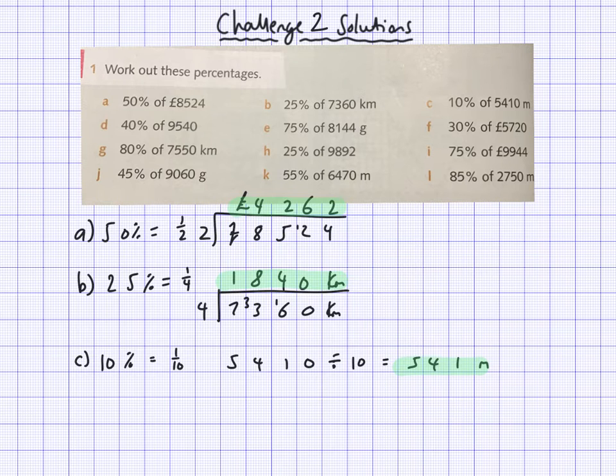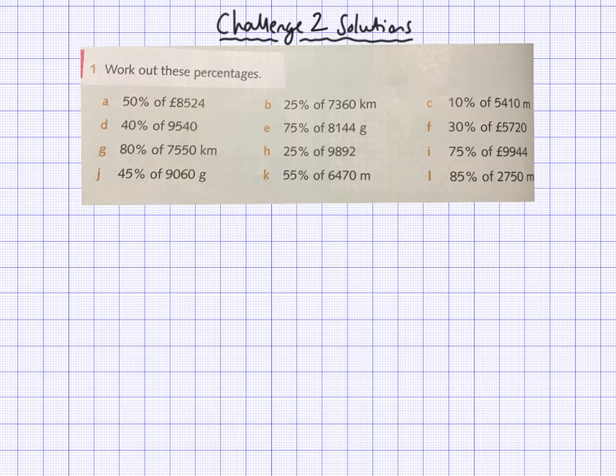D, 40% of 9,540. Well, 40% is equal to 4/10. So 40% is equivalent to 4/10. And again, dividing by the bottom and multiplying by the top. So the first thing I'm going to do is 9,540 divided by 10, which gives me 954.